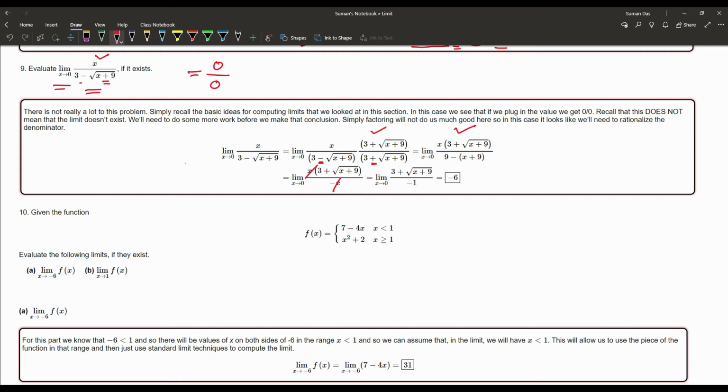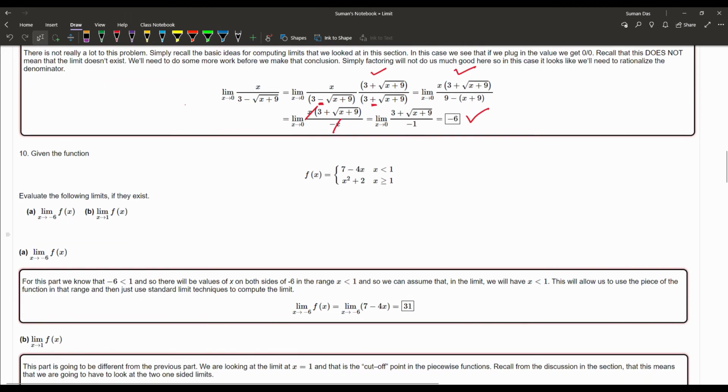So the function is now becoming limit x tends to 0, that is 3 plus square root of x plus 9 upon minus 1, and after putting the value of x equal to 0, we are getting the result as minus 6. So let's check the next problem.